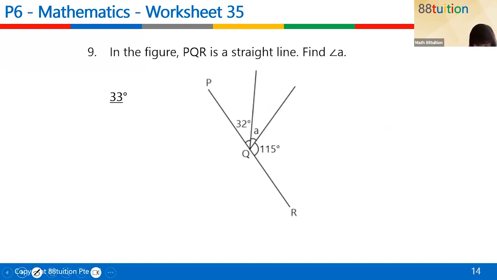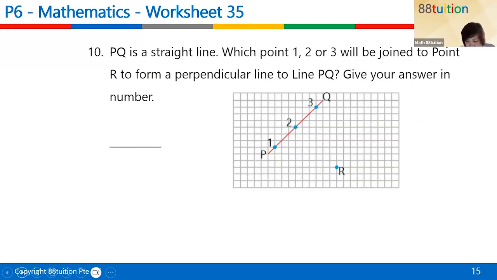Question number 10. Don't wait for the answer, I know you know. We want to have participation. Want to form a perpendicular line. Okay, I saw already. Here, here, here. I joined it to number 2. That's good.